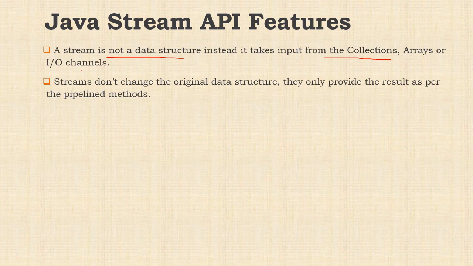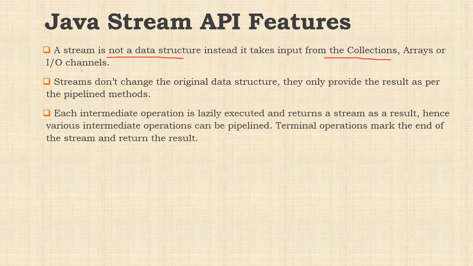Streams do not change the original data structure. They only provide the result as per the pipeline methods. So it does not change any data structure. If you are using an array list, it will perform some operation on that array list only. If you are using a set, it will perform some operation on that set only.